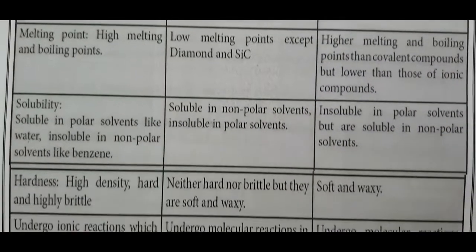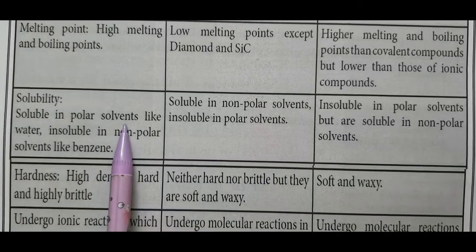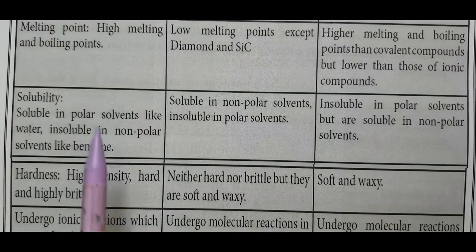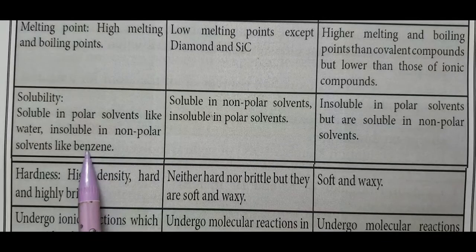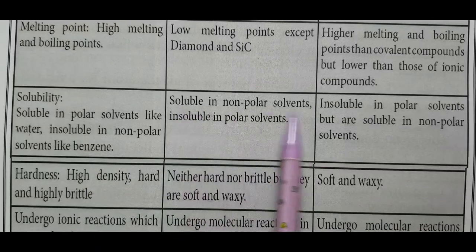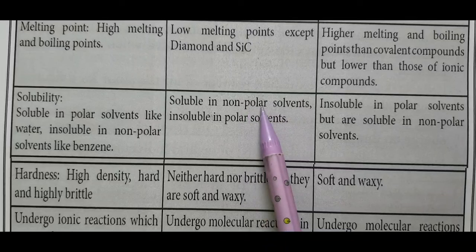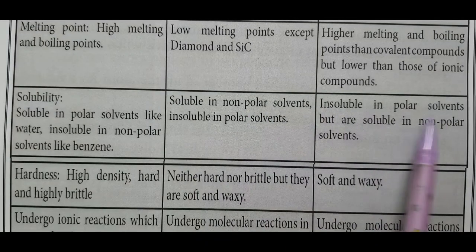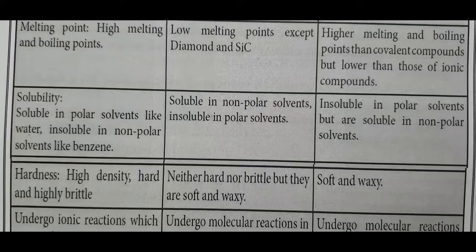Come to the solubility, the dissolving nature of ionic compounds. Soluble in polar solvents like water, insoluble in non-polar solvents like benzene. So ionic compounds are soluble in inorganic solvents like water and insoluble in organic, non-polar solvents like benzene. Covalent compounds are soluble in non-polar solvents, insoluble in polar solvents. Organic compounds are soluble in organic solvents, insoluble in water. Coordinate compounds are insoluble in polar solvents like water, but are soluble in non-polar solvents like benzene.